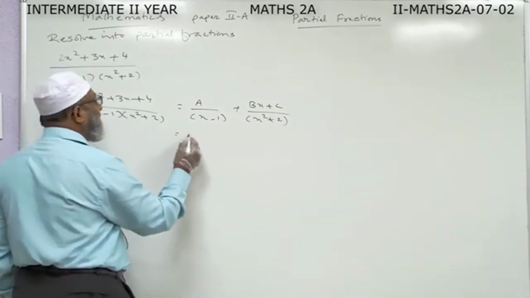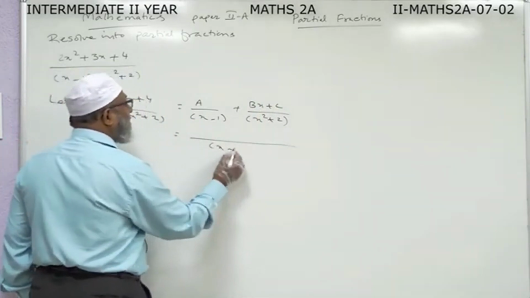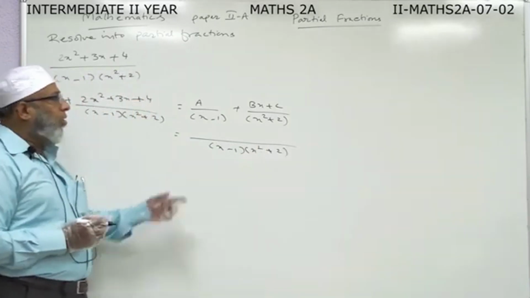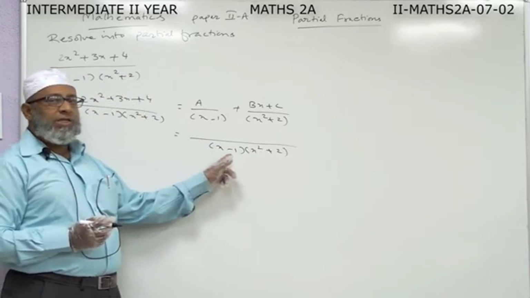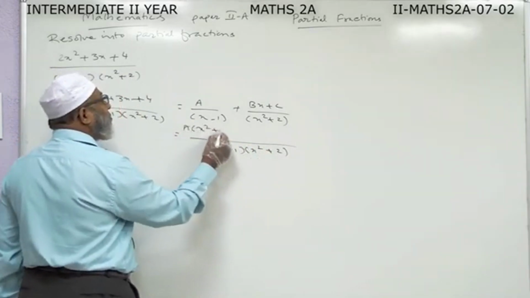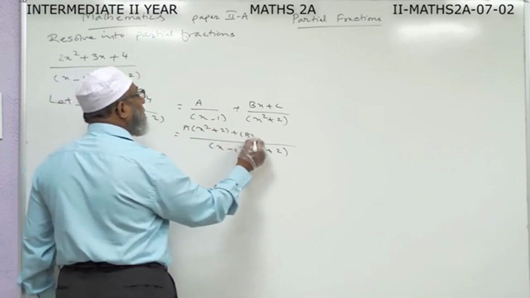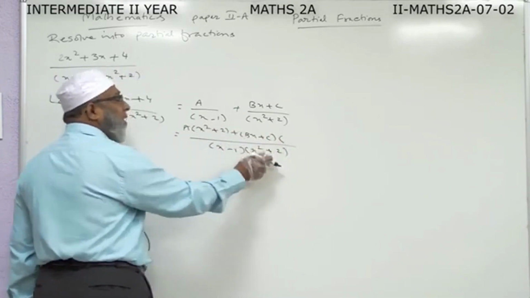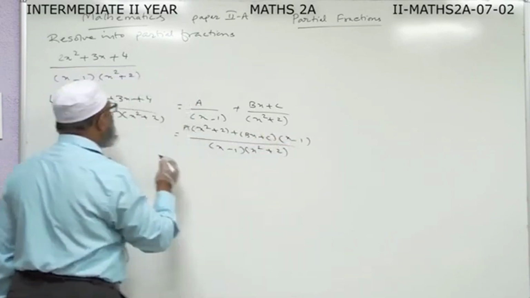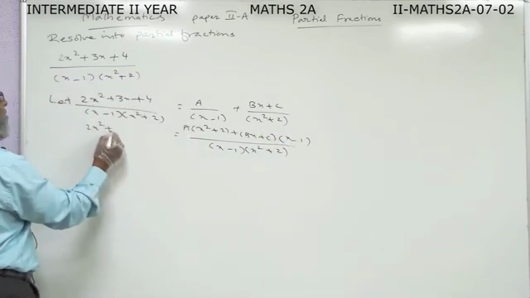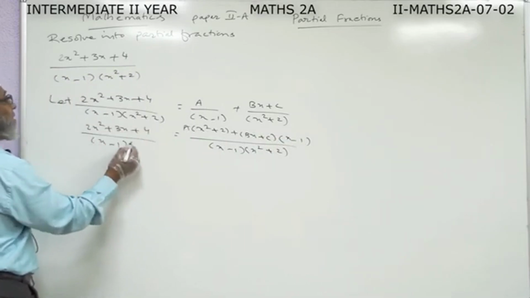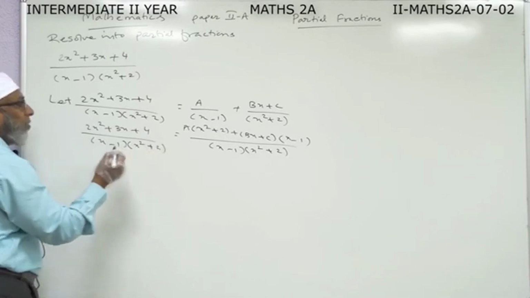Now, if I take the LCM, what happened? It is (x − 1)(x² + 2). On dividing, x − 1 will cancel, what remains is x² + 2. So this is a(x² + 2) plus (bx + c). This part will be cancelled. The remaining one is x − 1, which remains as it is, with 2x² + 3x + 4 divided by (x − 1)(x² + 2).